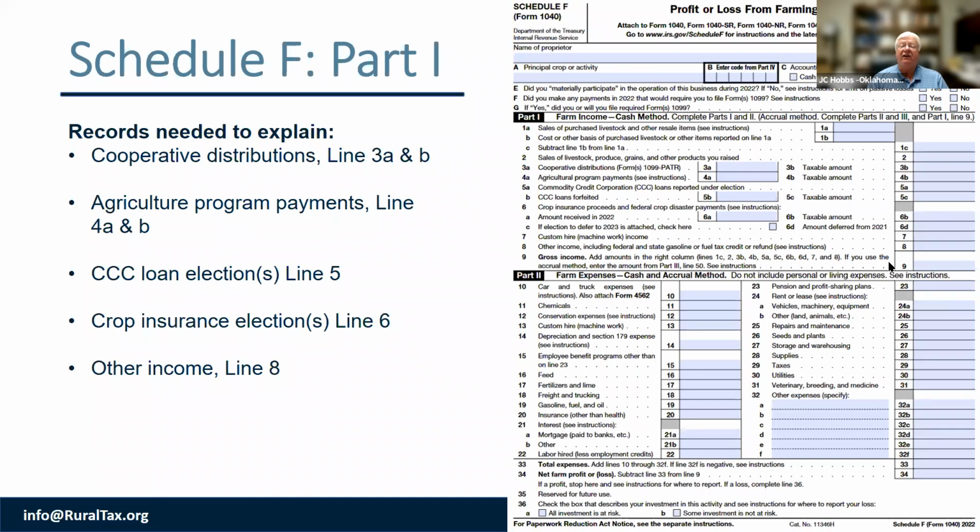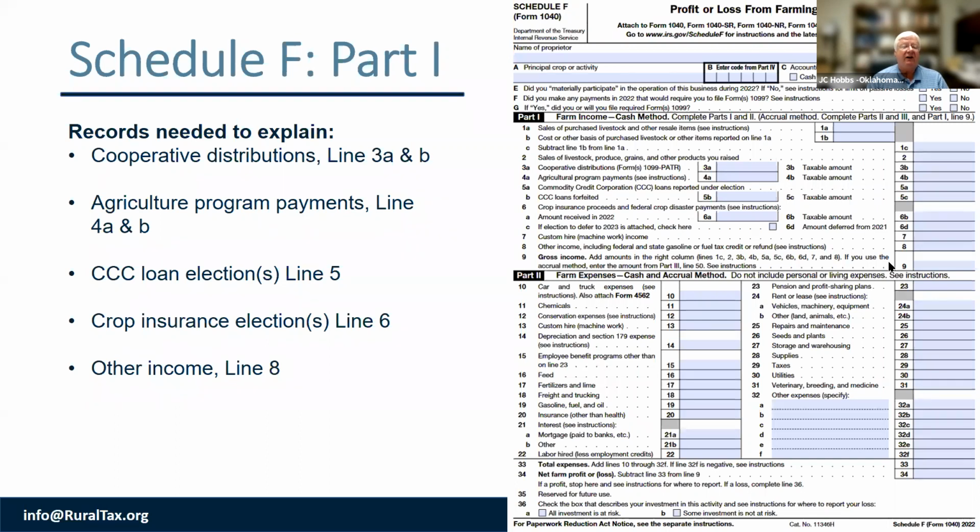CCC loan elections, kind of the same thing. That's 5A through 5C. Working through those, whether we make a loan reported under election, or loans forfeited, again, the taxable amounts that show up on either 5A or 5C is what we want to report and account for in the PARP application. Crop insurance, kind of the same thing. The amount we received, again, this is for the tax year 2022 or 2019 for the disaster year, or benchmark year 2020 for the PARP, or the pandemic year.